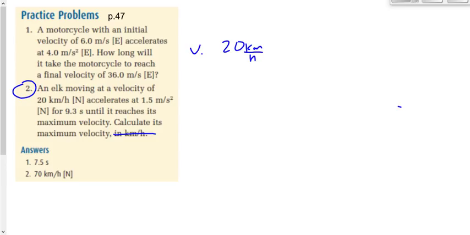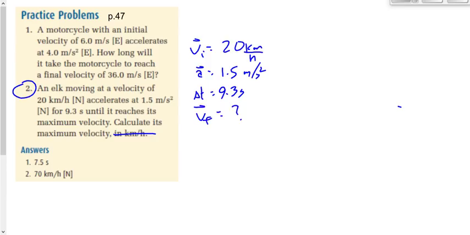Let's call it initial velocity, 20 kilometers per hour. It accelerates at 1.5 for 9.3 seconds till it reaches its max velocity. What are we looking for here? I know it's max velocity, but what variable is that? Yeah, Matty? We're looking for VF here.